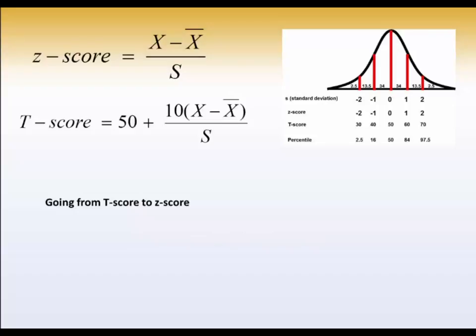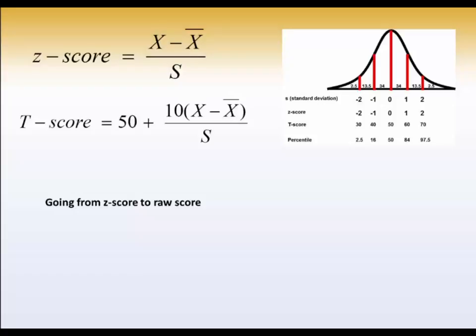Notice we haven't changed z-score and t-score up at the top. They remain in all of these slides. If you're going from a t-score to a z-score, the formula would be the z-score is equal to the t-score for the observed value minus 50 divided by 10. Here 50 is the mean of the t-scores. The standard deviation of t-scores is 10.